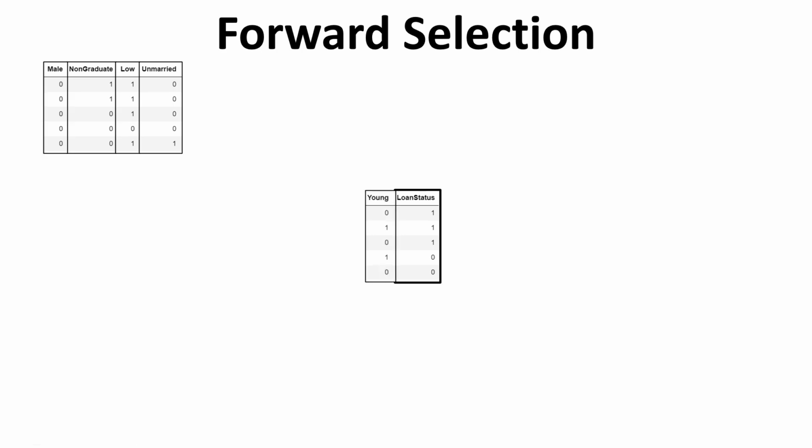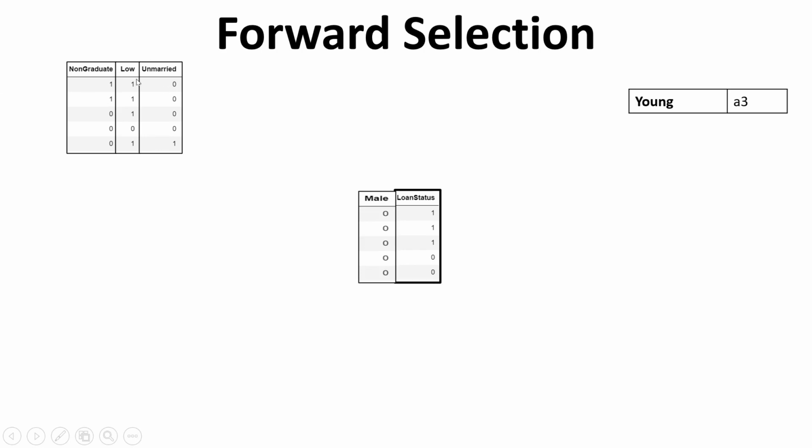Right? And train the model with this young feature and calculate the accuracy. Take a note of that. So for young, we are getting the accuracy A3. Then in the next iteration, in the next training, we're going to remove this young and train the model with the next feature, which is male.